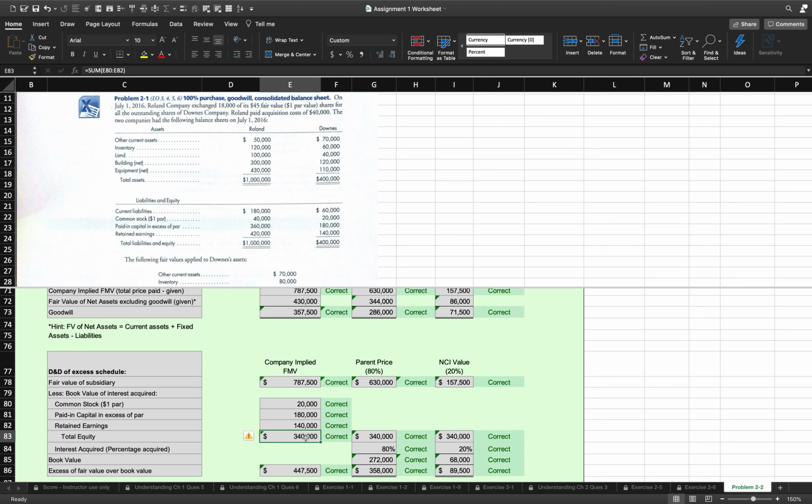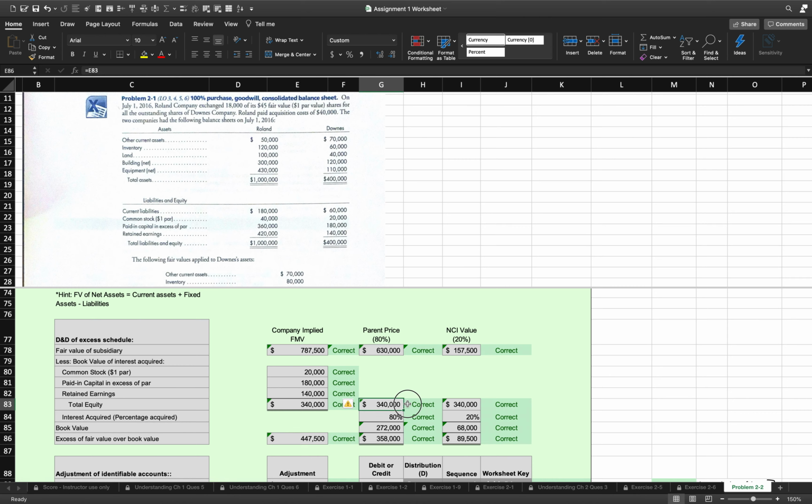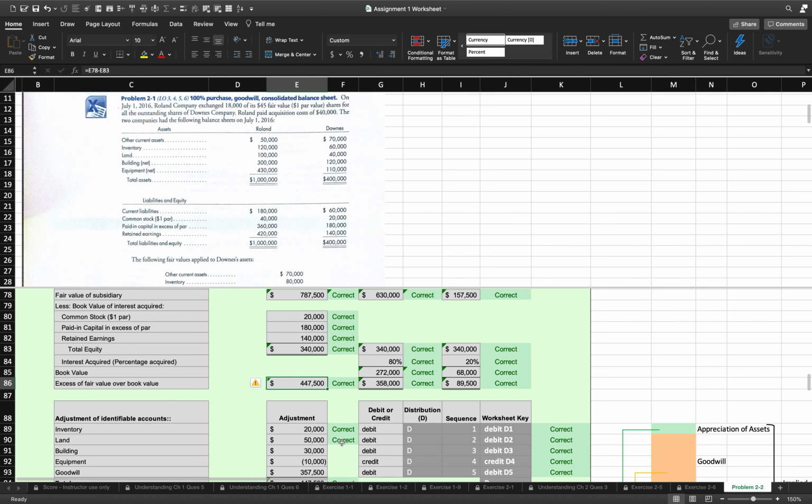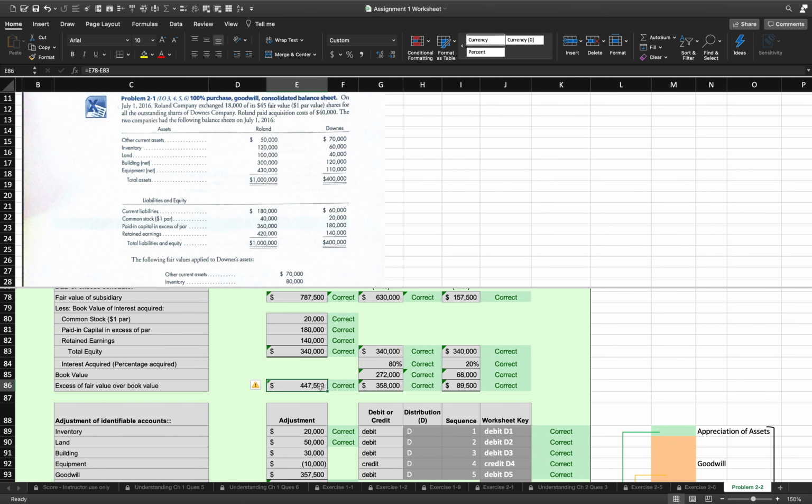All right, so let's go back to the overall implied value, which we computed at 787,500. We realized that the book value of the acquiree was a total of 340,000. The difference between that and that amount comes out to the excess of fair value paid over the book value. We can go ahead and compute these amounts here as well, but for now we're really concerned with the overall value of the company versus the overall book value of the company. And the difference between the two, which is a 447,000 amount, is something we have to determine how that came to be.